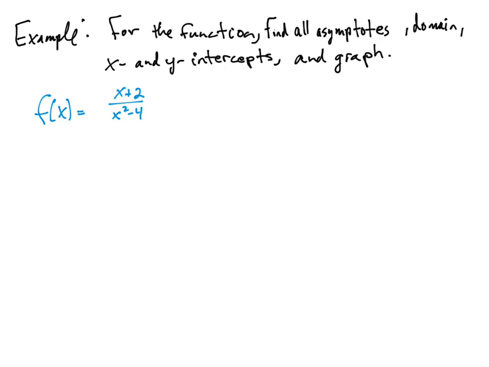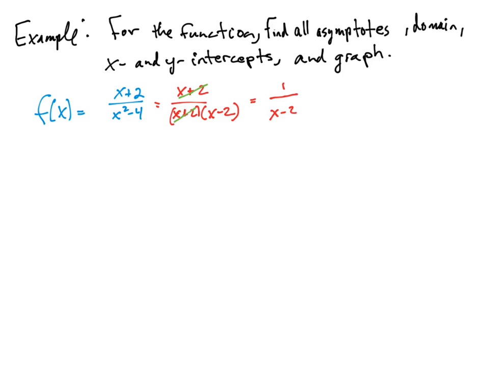Okay, the directions are the same for this example. We have f of x equals x plus 2 over x squared minus 4. Again, let's factor the numerator and the denominator. Well, we can't factor the numerator. The denominator is going to be x plus 2 times x minus 2. And what we have here is a repeated factor in the numerator and the denominator. So the function that we're going to work off of is 1 over x minus 2.